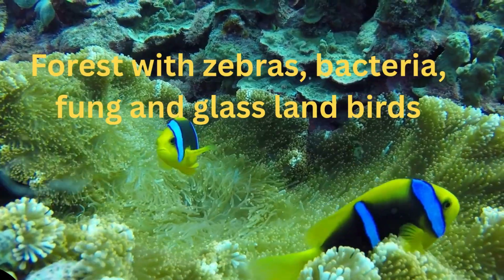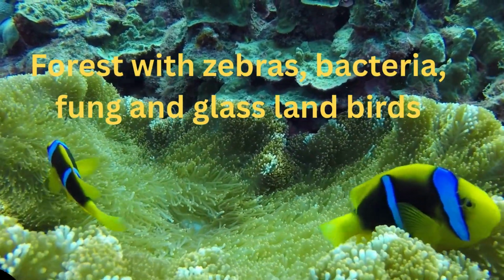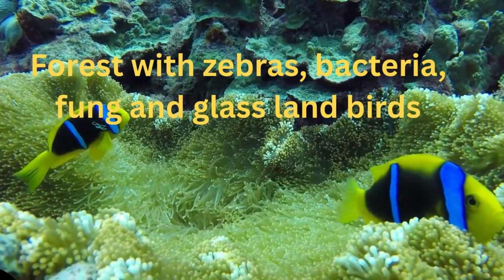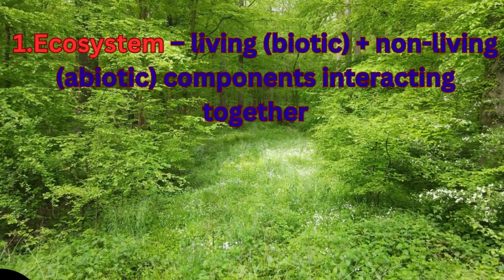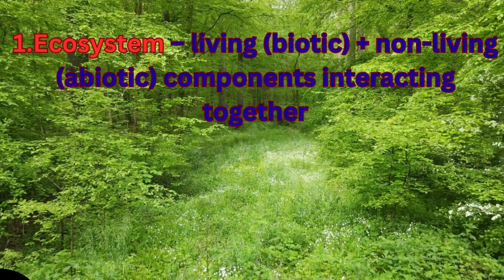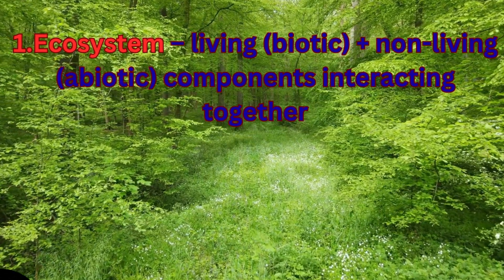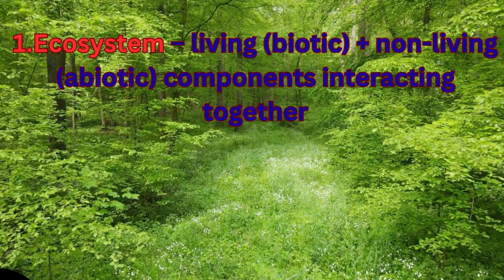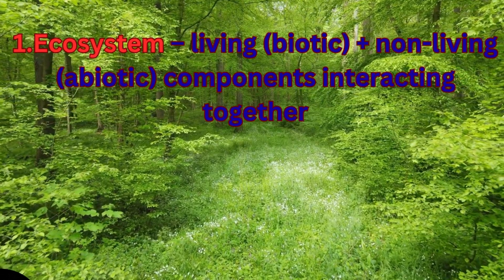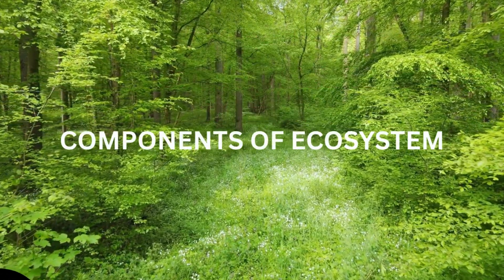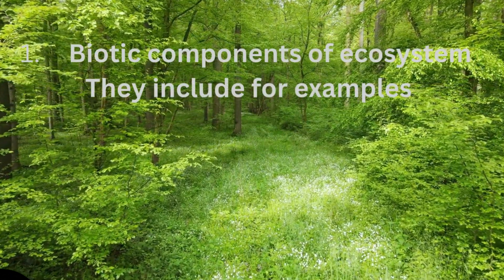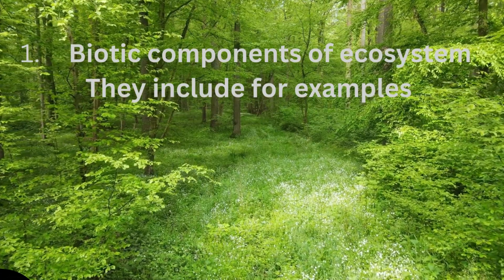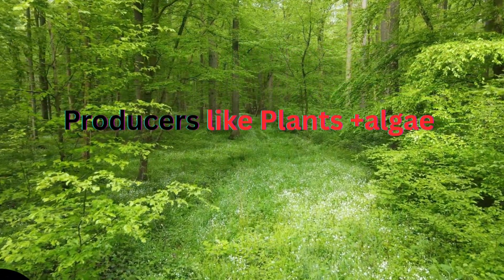For example, a forest with zebras, bacteria and fungi, grassland beds, all are examples of community in a given area. Let's talk about ecosystem. Ecosystem includes living or biotic components and non-living or abiotic components interacting together. Components of ecosystem. Biotic components of ecosystem include, for example, producers like plants or algae.